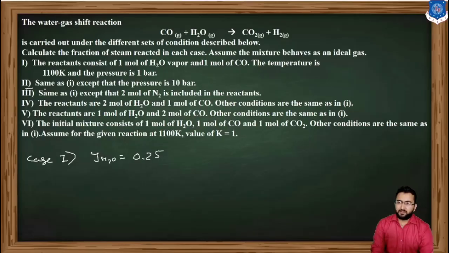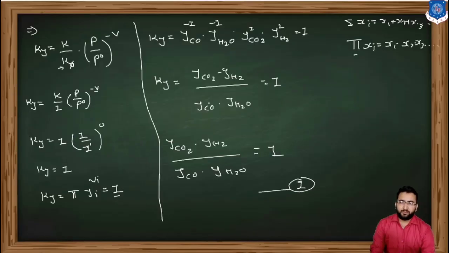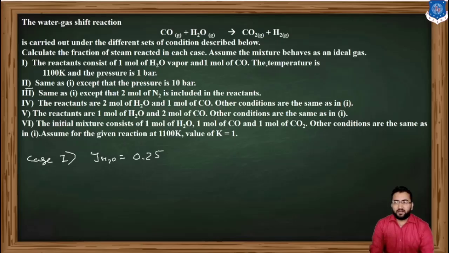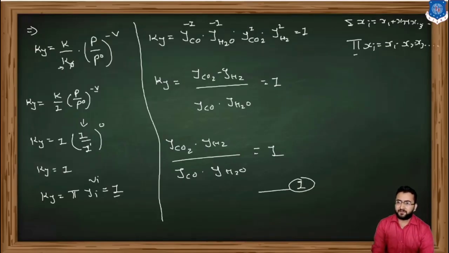In case 2, the data is the same as case 1, except the pressure is 10 bar. As discussed in a previous lecture, we already discussed the effect of pressure on equilibrium conversion. So here we are just finding the value of Ky, which relates to the equilibrium conversion. What is the effect of pressure on conversion? It depends on the stoichiometric number, as we can see Ky is equal to K upon K phi into (P upon P naught) raised to the power of nu. So it depends on the stoichiometric number.